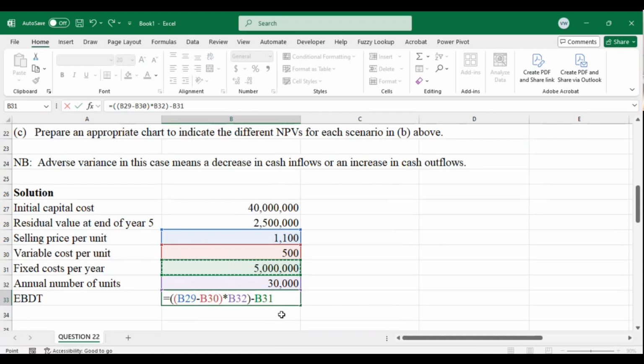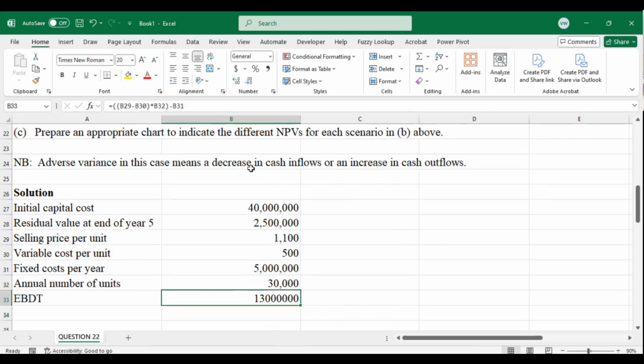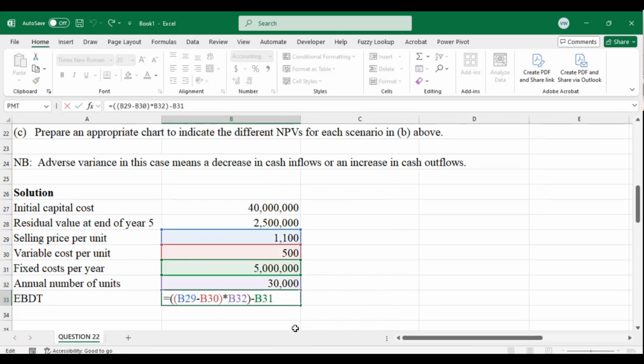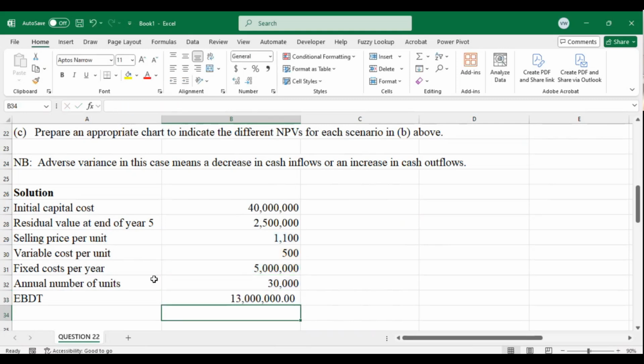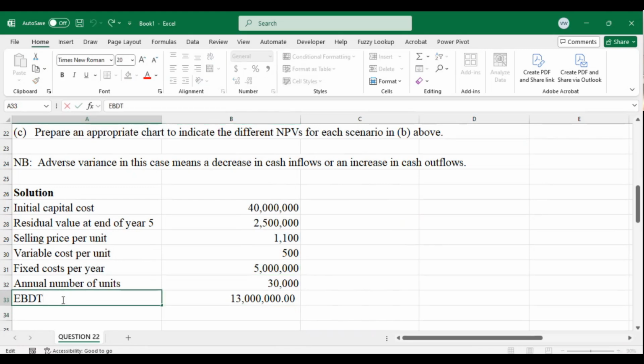So once we've had that, we just say enter. So this is 13 million. This is the earnings before depreciation and tax. And these earnings before depreciation and tax are annual. I think I have to emphasize that this is annual, this is per annum. So this is the annual earnings before depreciation and tax.